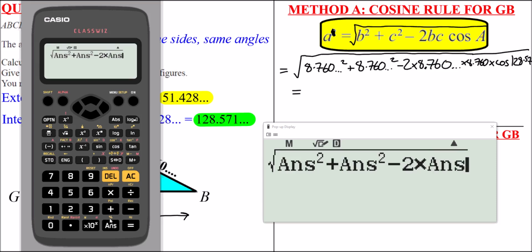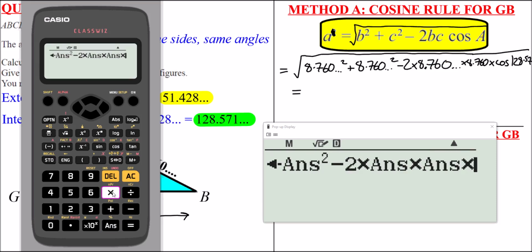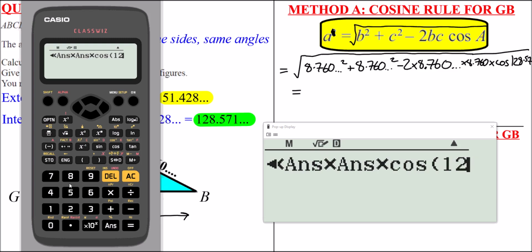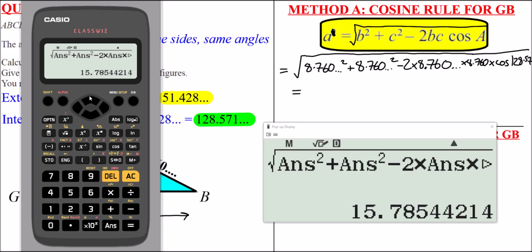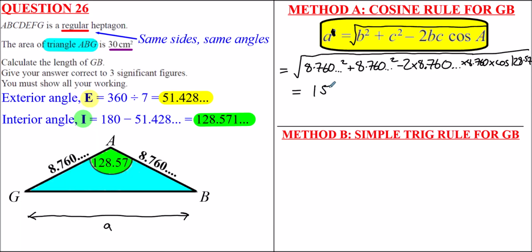So minus 2 multiplied by that again, multiplied by cos of 128.571 we had. Press equals 15.785 and so on. Then we need to round that to 3 significant figures, 1, 2, 3, which is the same as rounding it to 1 decimal place. Next to the 7 is an 8. That 8 pushes the 7 up to an 8 as well. So we're going to have 15.8 centimetres as our final answer for what GB is.